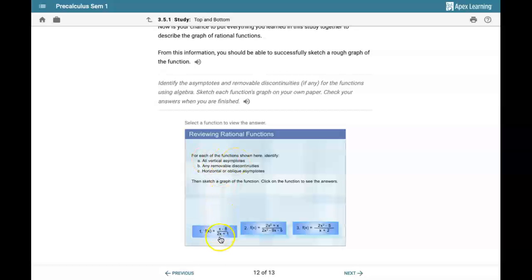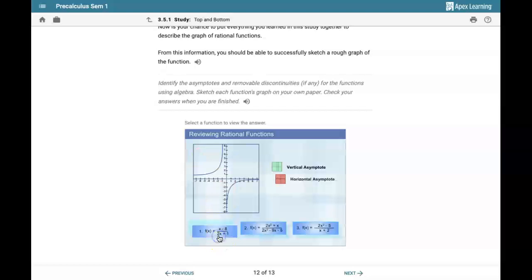The vertical asymptote for this one is going to be at -1/2, because 2 times -1/2 plus 1 gives me 0. Now my horizontal asymptote, since this is x to the first over x to the first, is just going to be 1 divided by 2. So my horizontal asymptote is going to be at y equals 1/2.